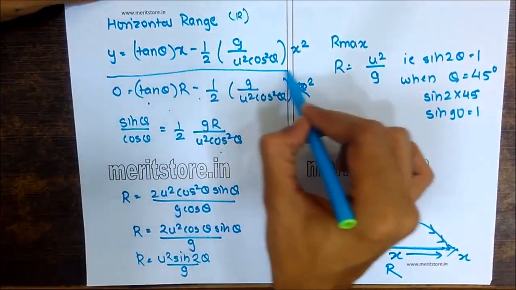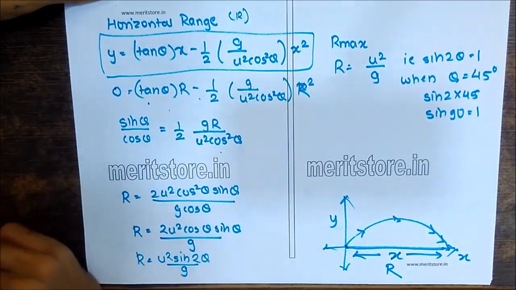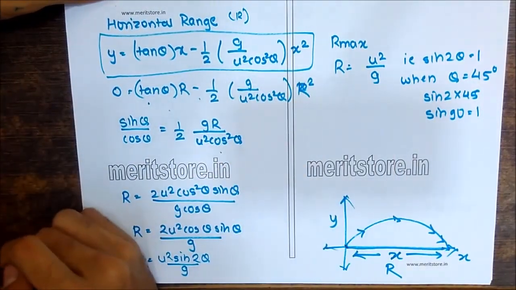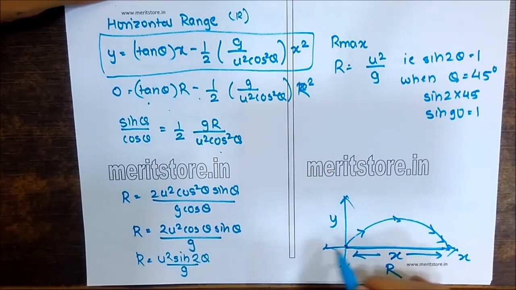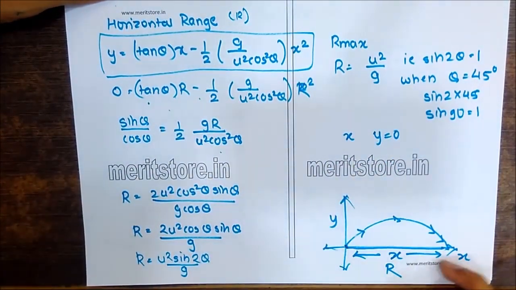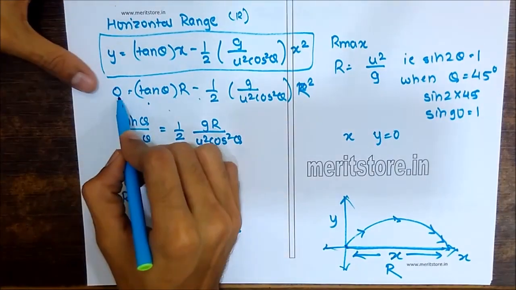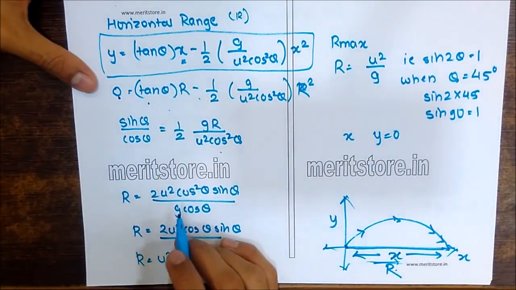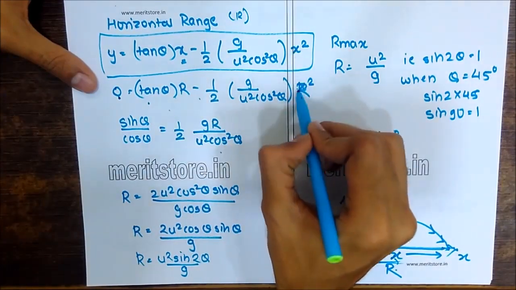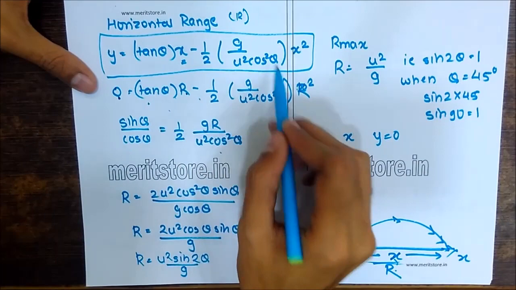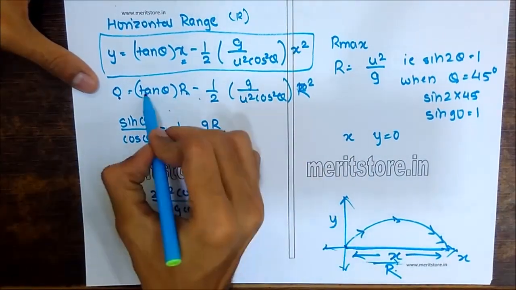We again use the final equation which we got earlier, y equals tan theta x minus half g upon u square cos square theta into x square. Now this horizontal range is along the x-axis, so here y becomes equal to 0. Here x equals capital R, so wherever x is, we get capital R, minus half g upon u square cos square theta, all this remains the same.